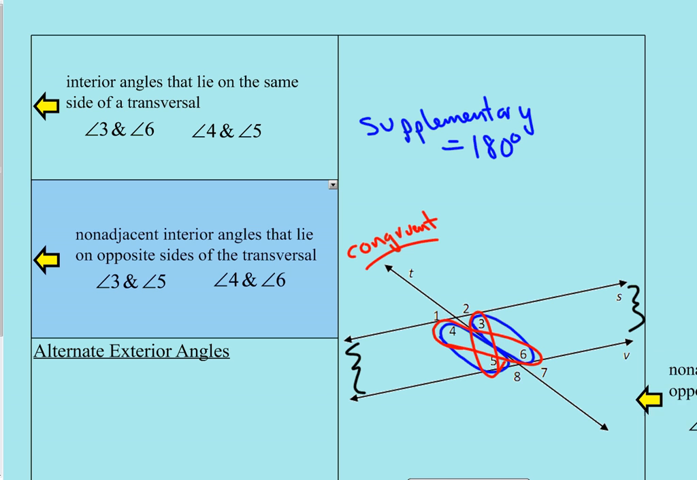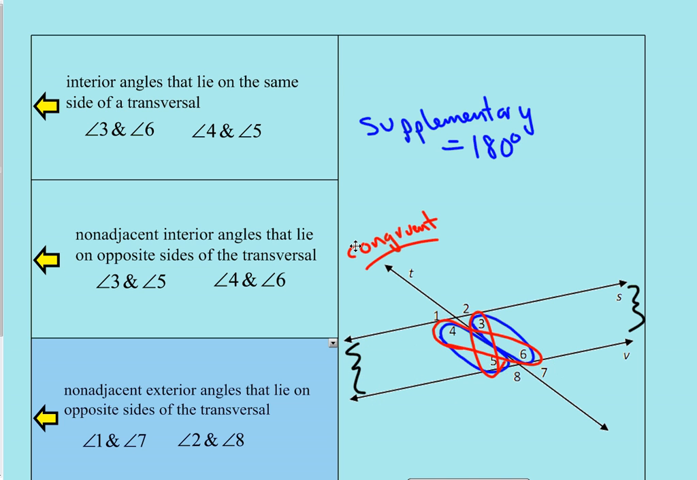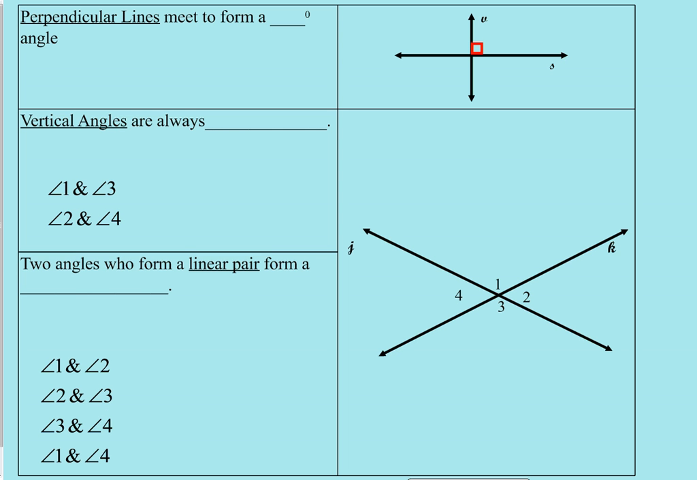Alternate exterior angles. Same idea, except now instead of on the inside, you are on the outside. So 2 and 8 would be considered alternate exterior angles. 1 and 7 would be considered alternate exterior angles, and those would also be congruent. So 1 would be congruent to 7, 2 would be congruent to 8. A lot's going on here. There are a lot of relationships between all these angles when two parallel lines get crossed by a transversal.